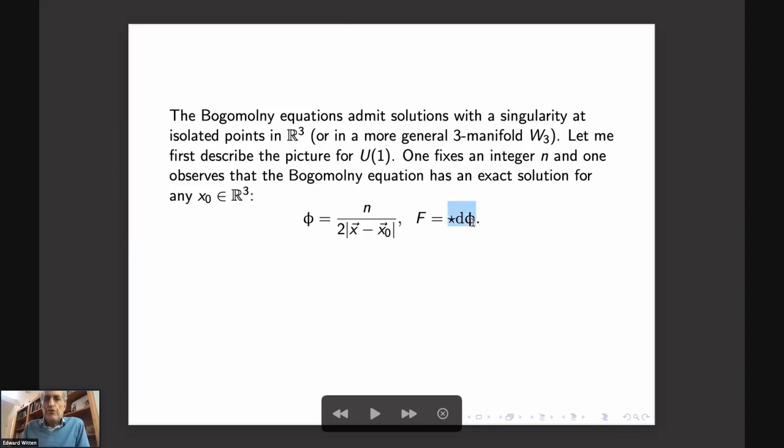So star d phi is therefore closed. But for F to be the curvature of a connection, the period of F, that is, its integral over a two-sphere that surrounds the singularity, has to be an integer multiple of 2 pi. And that's why n has to be an integer. So therefore, for every integer n, this is a solution of the Bogomolny equations for U(1).